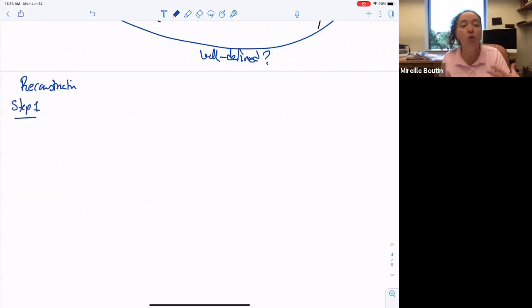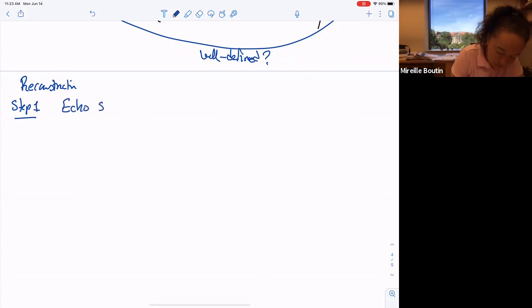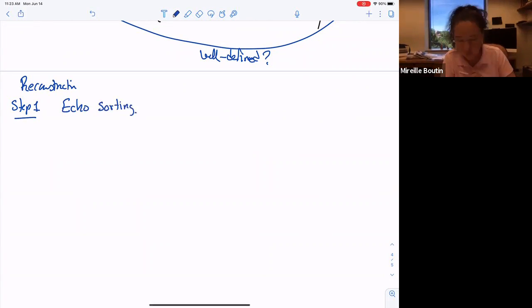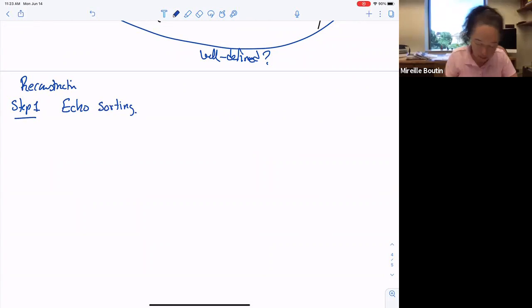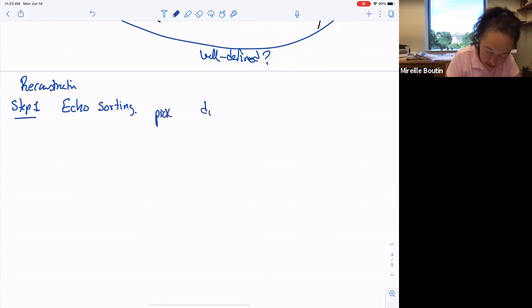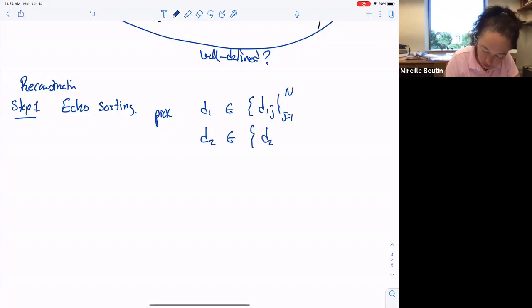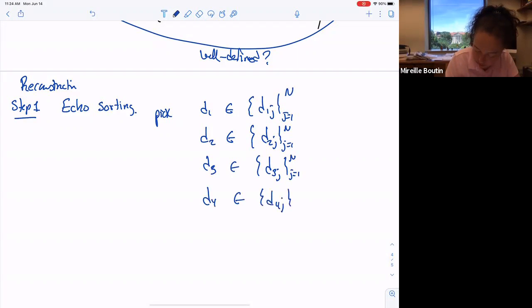Step 1 is sorting the echoes. It's figuring out the labels of the echoes, so we call that echo sorting. We do it with 4 distances at a time. We pick a distance, D1, from the bag of distances of the first microphone. We pick a distance, let's call it D2, from the bag of distances for the second microphone. And we pick one from the set of distances from the third microphone, and one from the last bag of distances, the one for the fourth microphone.